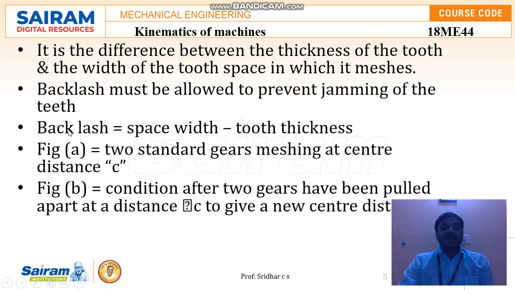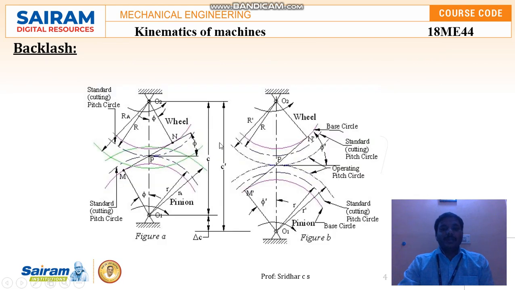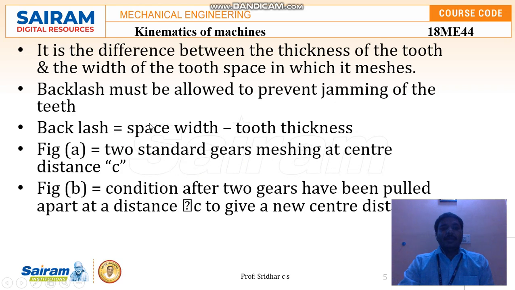Now, how can we find out the backlash, or prevent the jamming? Backlash is equal to space width minus tooth thickness. If I substitute the space width and the tooth thickness of this gear train, or gear drive, backlash will be equal to space width minus tooth thickness of that particular gear. So if we substitute, we can find out the backlash.